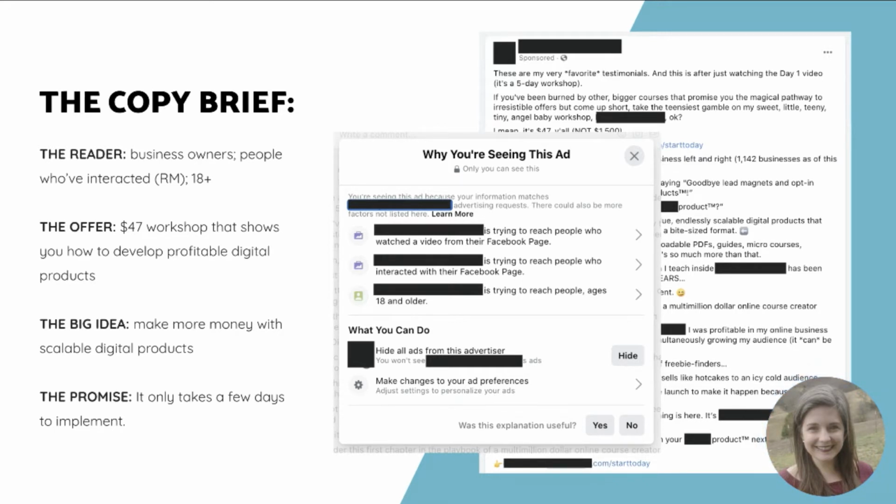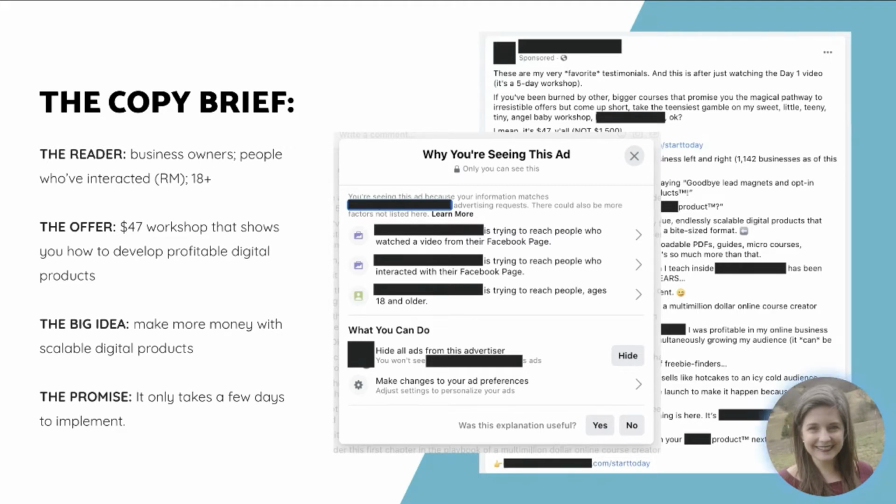And if we pull up the "why am I seeing this ad" option on Facebook, we can see that they have targeted me specifically because I've either watched a video from their Facebook page, or because I've interacted with their Facebook page, and because they're trying to reach people ages 18 and older. So this is really a remarketing ad. So I've likely seen something from this company before.